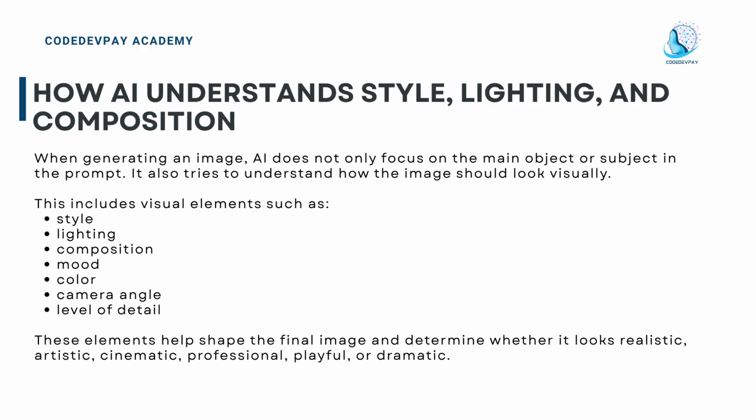So, how does AI combine all these elements? The best prompts often combine several visual instructions together. An example prompt is: a futuristic robot teacher standing in a modern classroom, 3D illustration, bright lighting, centered composition, and clean educational design. Let's copy this prompt and put it into some of these AI models and see the output that we are going to get.